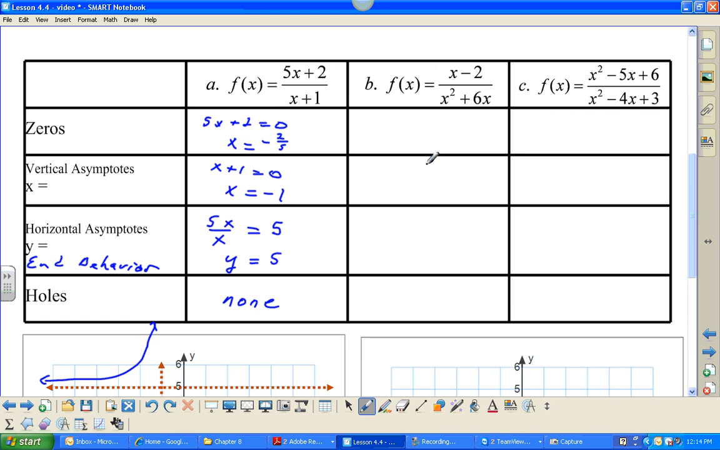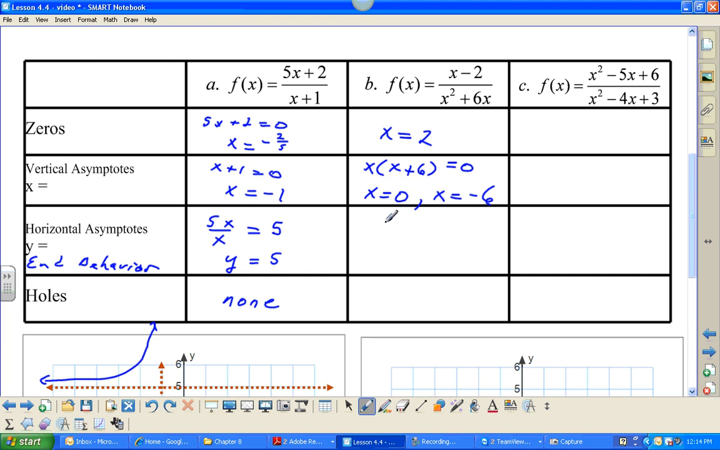Right? So let's look at letter B. All right, zeros, once again, when the numerator is equal to 0. So that's going to be when x equals 2 is going to be where we have a 0. Our vertical asymptotes, once again, that's when the denominator equals 0. So we're going to factor that first. We get x times x plus 6 equals 0. So we have the lines when x equals 0 and x equals negative 6. So we actually have two vertical asymptotes in that case.